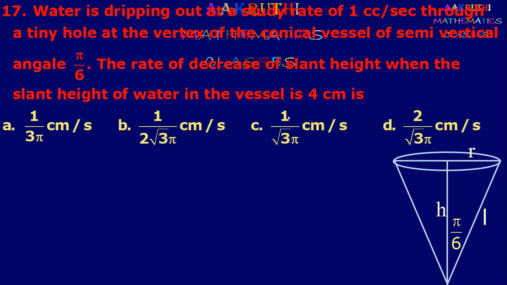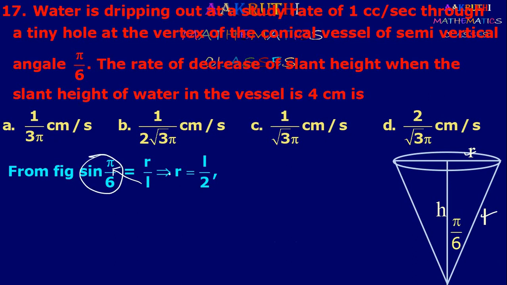First we have to find the relation between slant height and the volume. Since we have V equal to 1 by 3 pi r square h, there is no direct relation between volume and slant height. So from the figure we have sine pi by 6. Sine theta is opposite side by hypotenuse, so sine pi by 6 is r divided by L. Sine 30 degrees is half. So we get r equal to half into L, that is, r equal to L by 2.